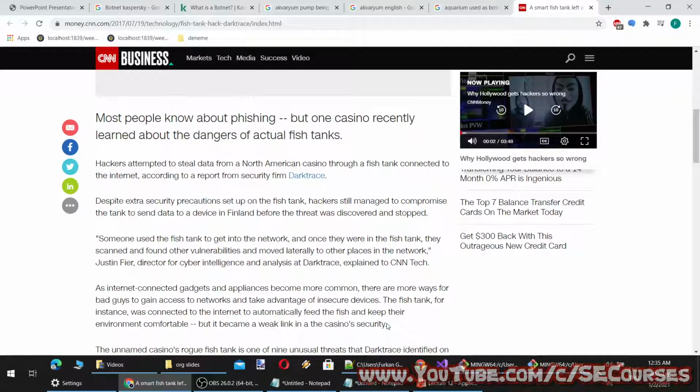Someone used the fish tank to get into the network, and once they were in the fish tank, they scanned and found other vulnerabilities and moved laterally to other places in the network, Justin Fear, Director for Cyber Intelligence and Analysis at Darktrace, explained to CNN Tech. As internet-connected gadgets and appliances become more common, there are more ways for bad guys to gain access to networks and take advantage of insecure devices. The fish tank, for instance, was connected to the internet to automatically feed the fish and keep their environment comfortable, but it became a weak link in the casino's security.